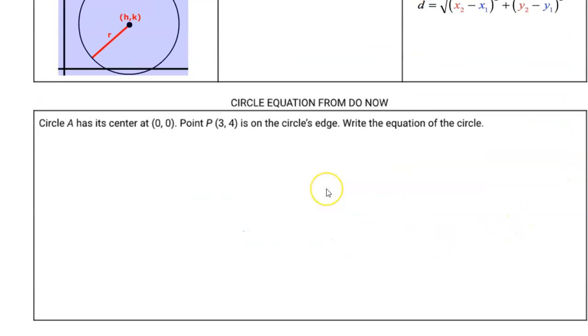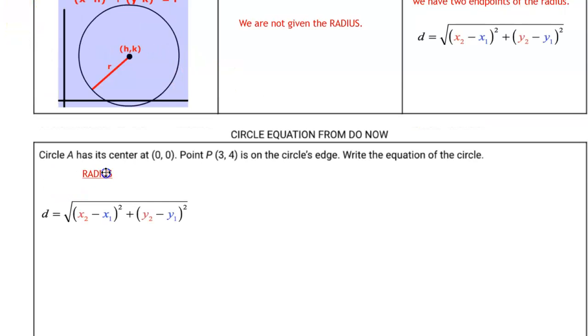All right. From the circle equation from the do now, we know that the center is at 0, 0 and the point is at 3, 4. How do we write the equation of the circle? Well, first, let's find the radius. And as we said before, we're going to take the distance formula and use that to find the radius. In the distance formula, we use x2 minus x1 and y2 minus y1. Let's label up the points here and then substitute them into that formula. All right, now that we have the labels, we can substitute them into the formula here.